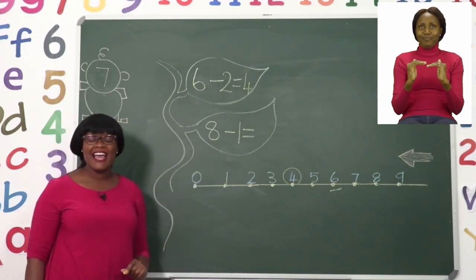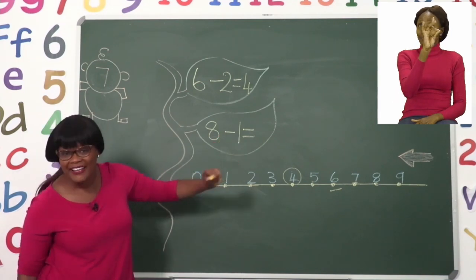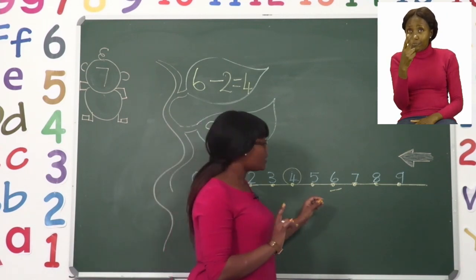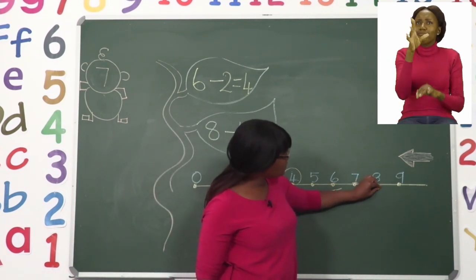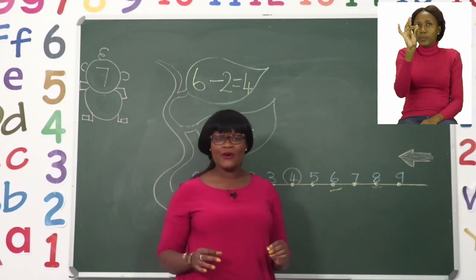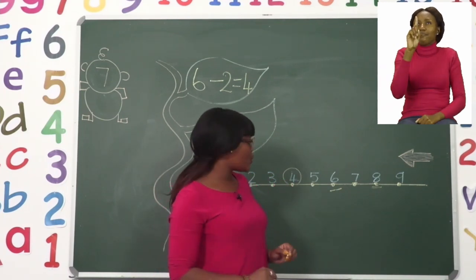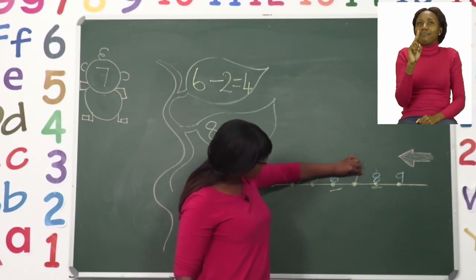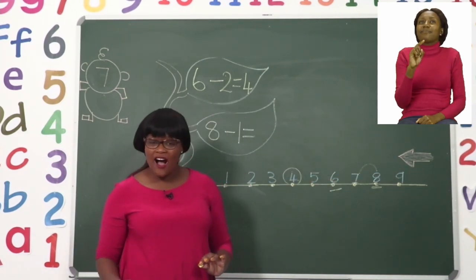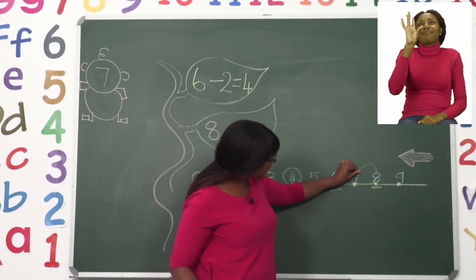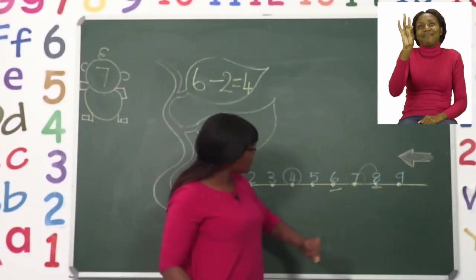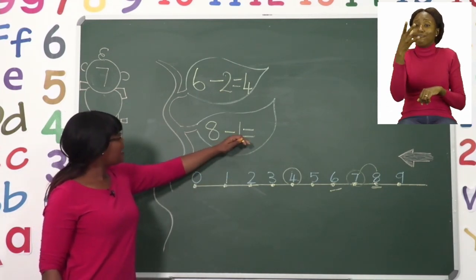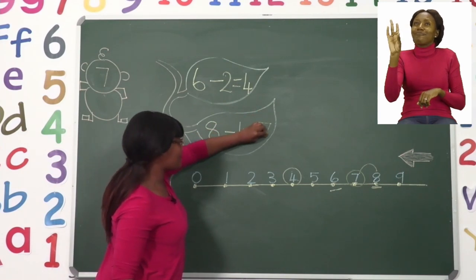The next one says 8 minus 1 equals. So we are going to put our finger on 8. That's where we are starting. And we are going to take away 1. So we are going to hop. Are you ready? 1. So that means our answer is 7. Now our sum says 8 minus 1 equals 7.